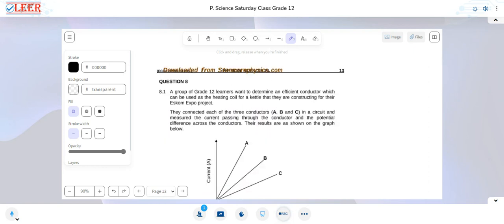We are working through the Eastern Cape September 2022 past paper. It's downloadable. If you want me to send it to you, I'll be happy to do that. We'll be working through question 8.